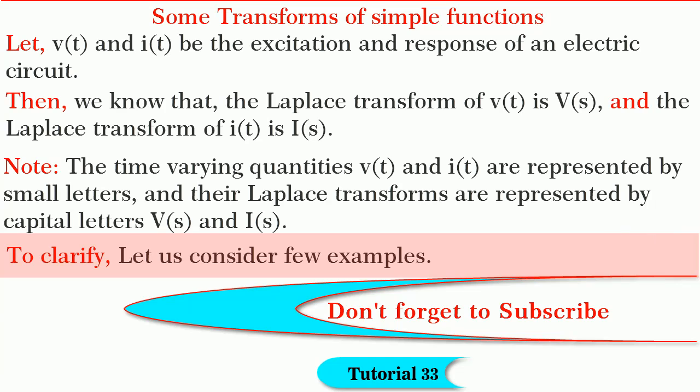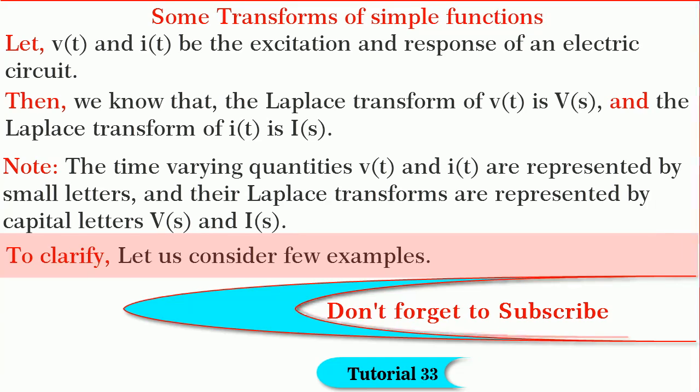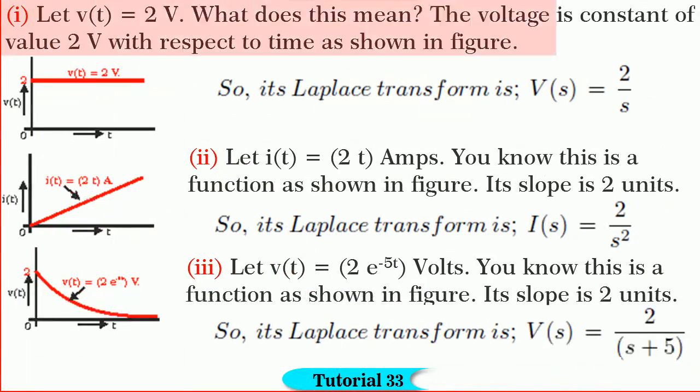To clarify, consider few examples. First, let V of t is equal to 2 volts. What does this mean?